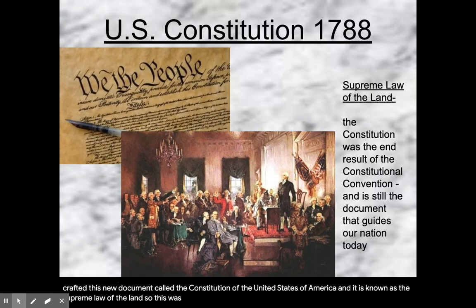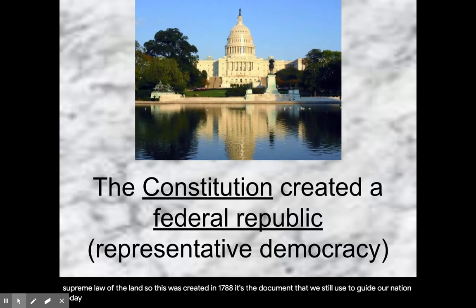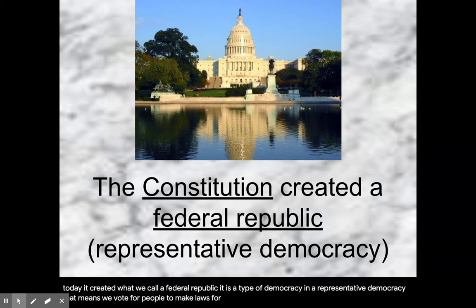So this was created in 1788. It's a document that we still use to guide our nation today. It created what we call a federal republic. It is a type of democracy, a representative democracy. That means we vote for people to make laws for us.